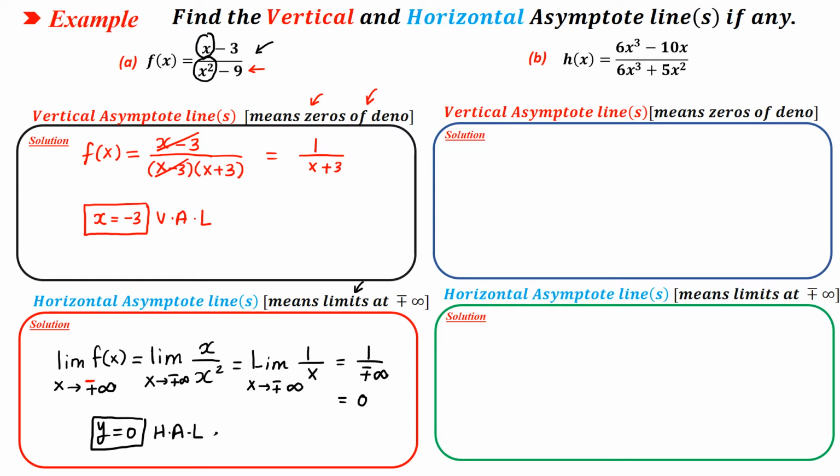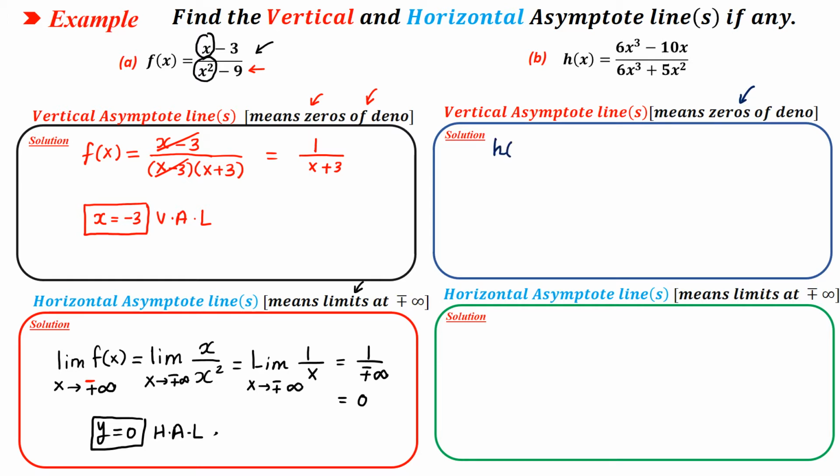Now in part B we have another function h of x equals 6x cubed minus 10x divided by 6x cubed plus 5x squared. And you have to find the vertical asymptote lines and the horizontal asymptote lines. And how to find this? Firstly, you have to find the vertical asymptote by taking the zeros of the denominator after simplifying. So you have to simplify the function.